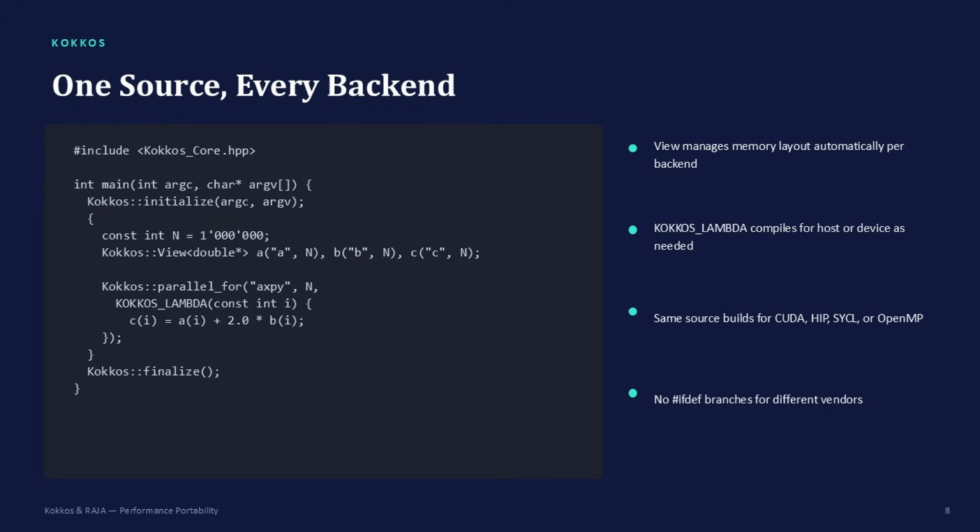This slide shows a simple Kokkos example. Here, we calculate values using the parallel_for. The important point is that we don't need to write separate code for every hardware platform. The same source code can be compiled for different backends such as CUDA, HIP, SYCL or OpenMP. So Kokkos helps us save development and maintenance time.